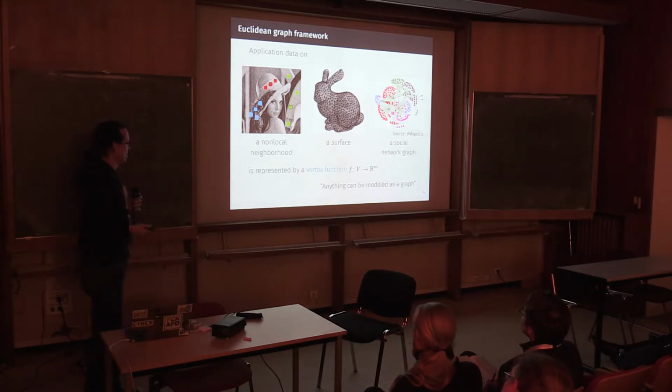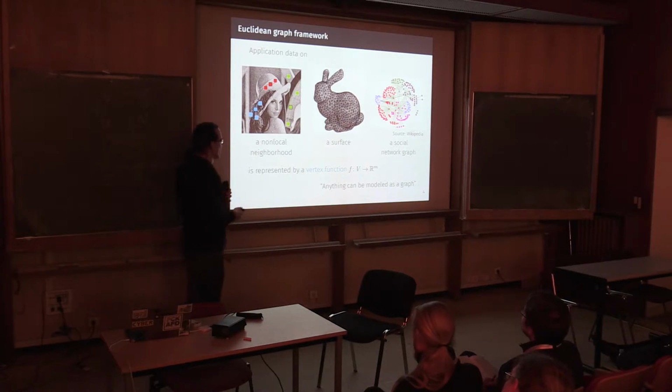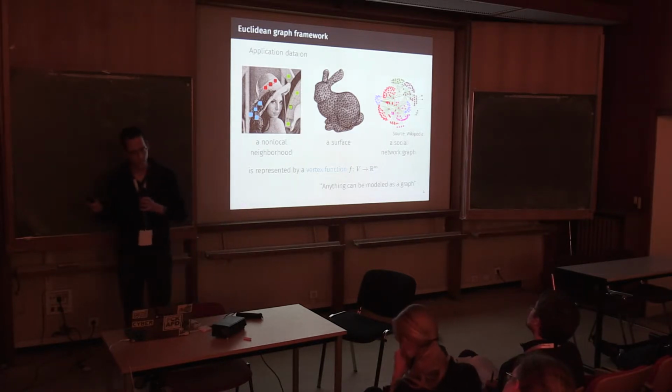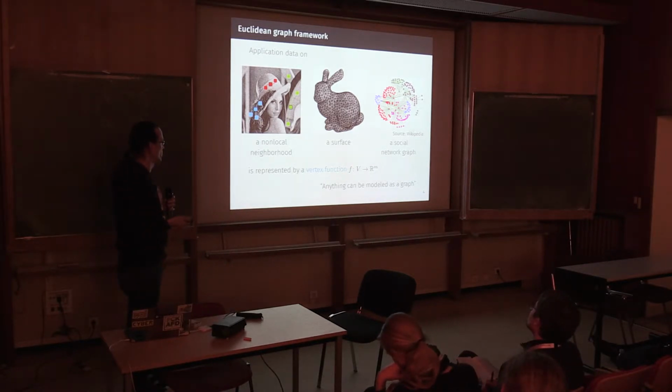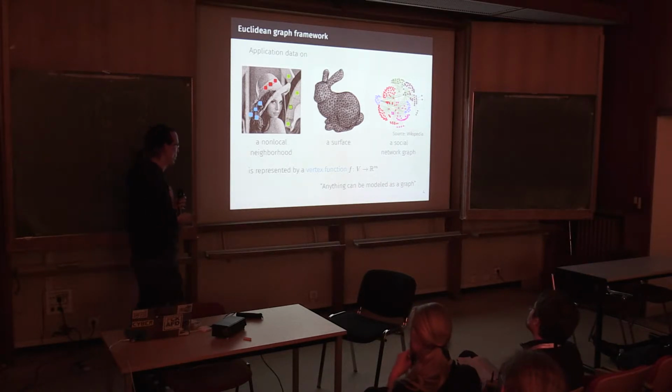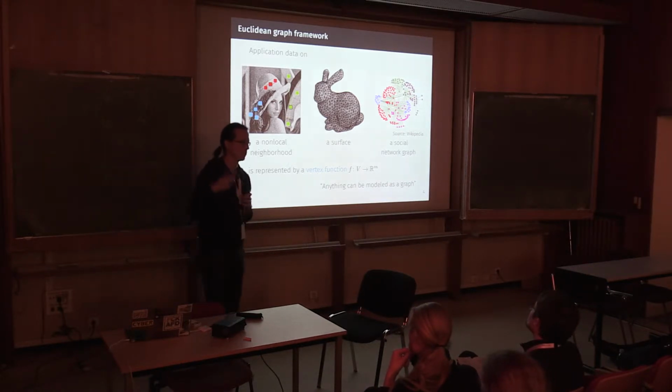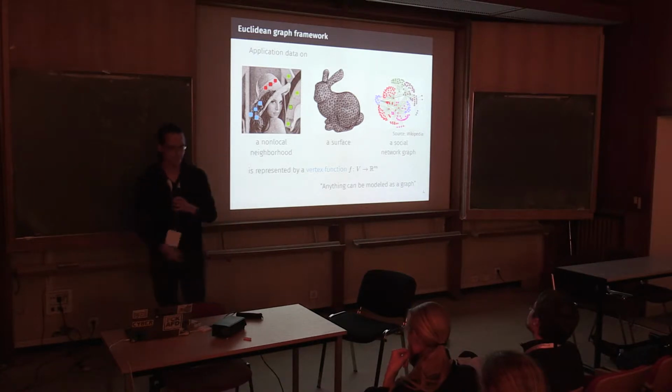So basically you can represent anything by a graph, and what we're then facing is not an image but a vertex function. So we have a function f that maps from the vertices V into R^m for color images, into R for gray values, or into a manifold for manifold valued data on a graph.